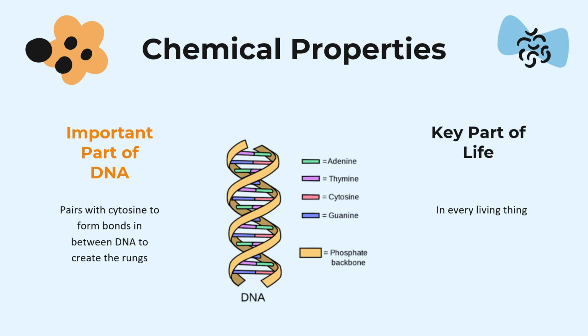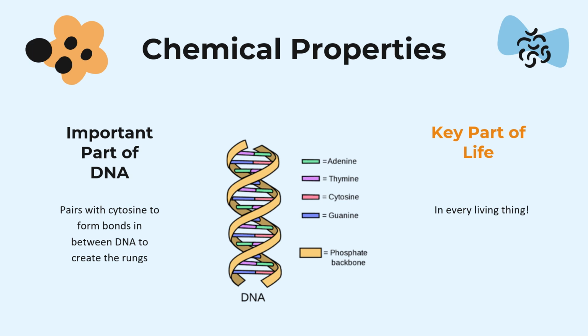Guanine can form 3 bonds of hydrogen to bond with its partner molecule, cytosine. Cytosine and guanine are best friends because they're always together within the DNA molecule, and their bond is slightly stronger than the other molecular bonds of adenine and thymine and adenine and uracil because of the 3 hydrogens that are shared. Secondly, guanine is a key part of life.